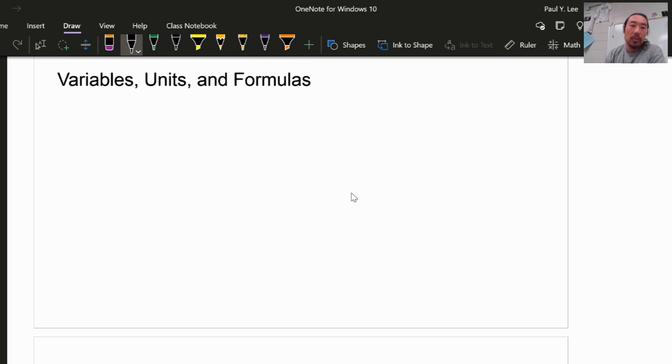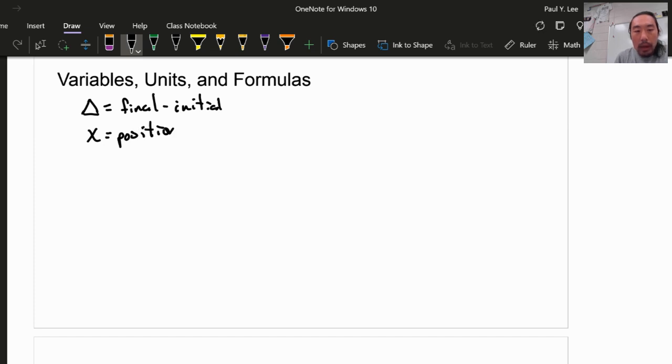Variables, units, and formulas. So let's start off with velocity. But before we go into velocity, a quick reminder of some symbols. This triangle is delta. In delta, you're looking at final minus your initial. And x is position. The reason we bring that up is because delta x is the change in position, which we call displacement. All right, so for displacement, the units are m, as in meters.